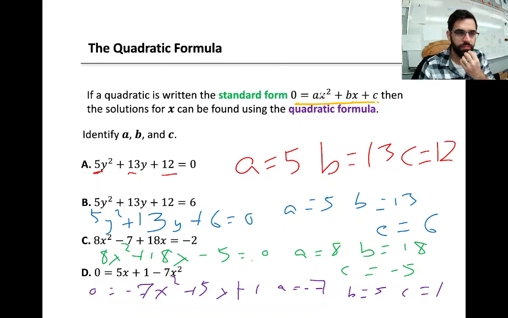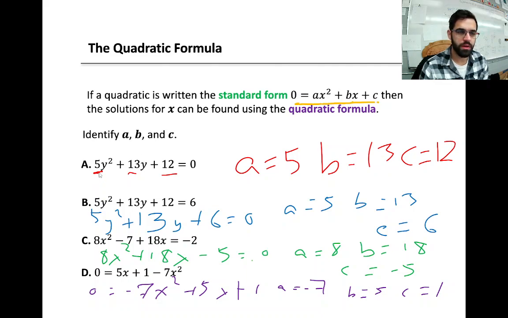Let's see here. If the quadratic function is in standard form, like such, 0 equals ax squared plus bx plus c, then the solution to x can be found using what we call the quadratic formula. But before I show you the formula, I want to make sure you're comfortable with the a, the b, and the c. The a and the b are just the coefficients on x squared and x respectively, and the c is just the constant term.